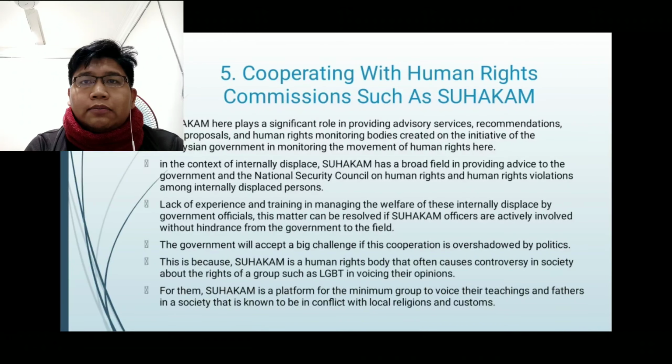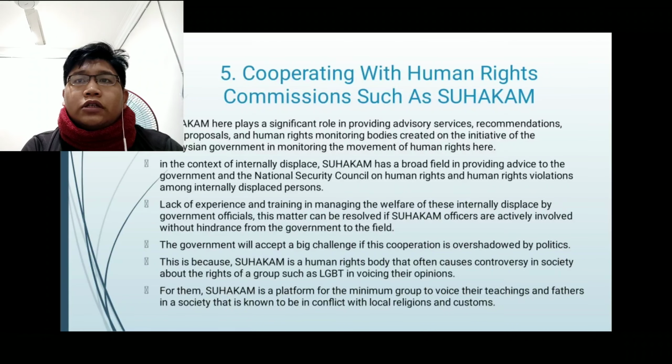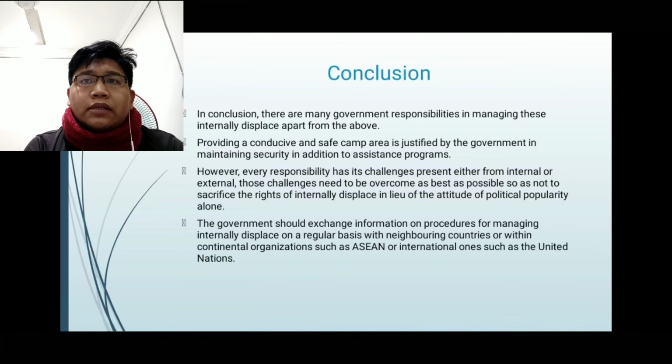So in conclusion, there are many government responsibilities in managing internally displaced persons apart from the above. Providing a conducive and safe camp area is justified by the government in maintaining security in addition to assistance programs. The government should exchange information on procedures for managing internally displaced persons on a regular basis with neighboring countries or within continental organizations such as ASEAN or international ones such as the United Nations.